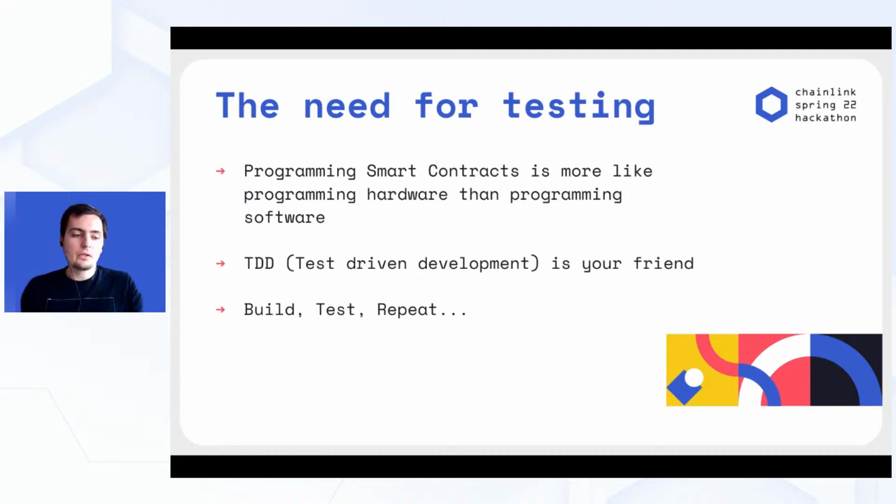So the most common thing is testing. When you're developing your smart contracts, around 75% to 80% of your time will go to testing. And that's a really important step. Development of smart contracts aside, testing is the most important thing in smart contract development in general. And why is that? Because if you think about it, essentially programming smart contracts is more like programming hardware than programming software because of the nature of the blockchain technology itself.